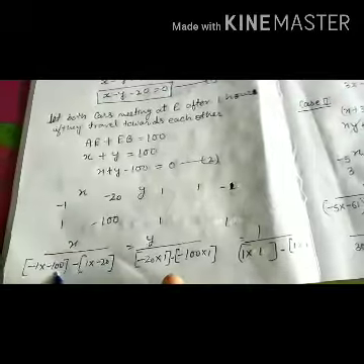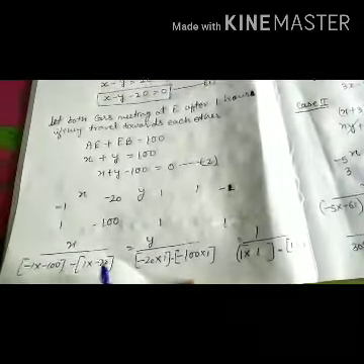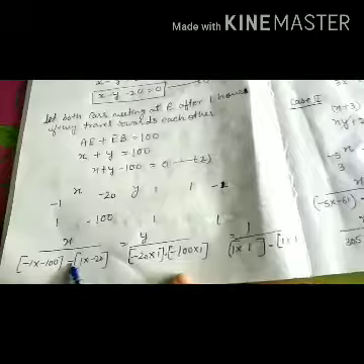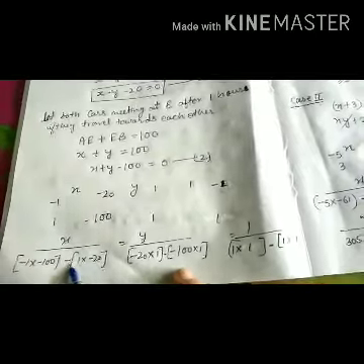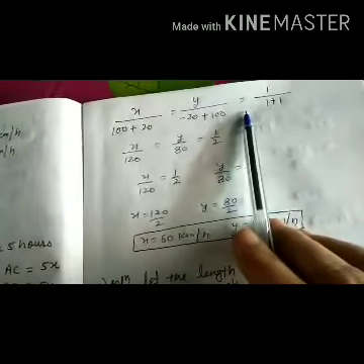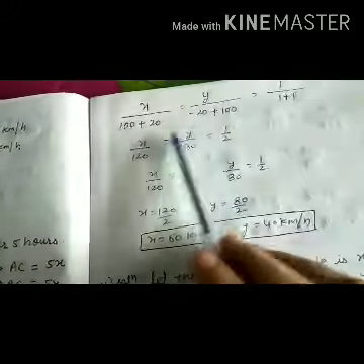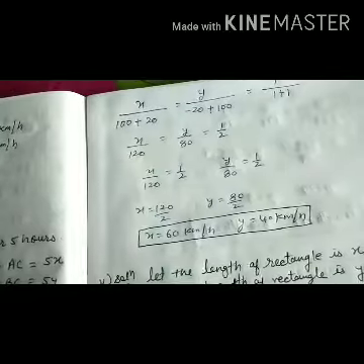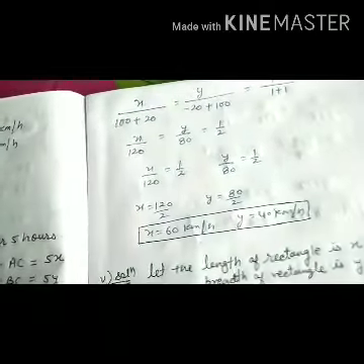Okay, students. Minus 1 multiplied by minus 100 is 100, and minus 20 with the minus sign becomes plus, so 100 plus 20 we have here. y upon minus 20 plus 100 is equal to 1 upon 1 plus 1. Now x upon 120, y upon 80 and 1 upon 2.